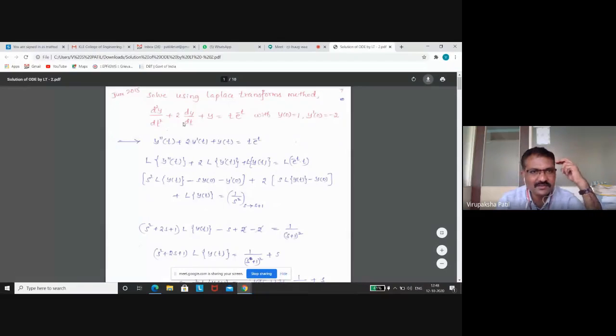Take this. Solve using the Laplace transform method. The equation is d square y by dt square plus 2 times dy by dt plus y is equal to t into e to the power minus t, with the initial conditions y at t is equal to 0 is 1, y dash at t is equal to 0 is minus 2.